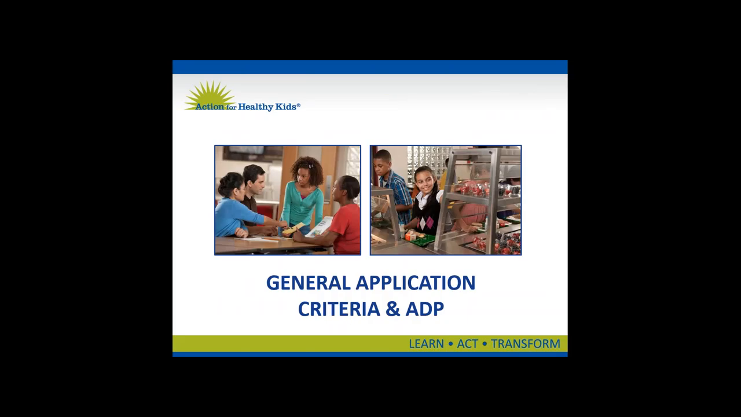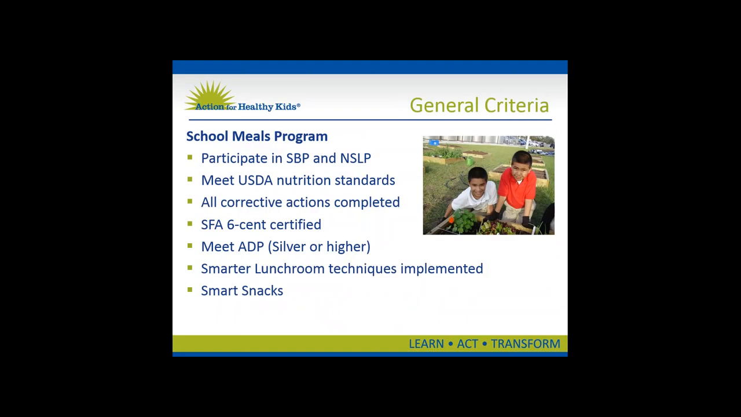So now that we've provided a brief overview of the initiative and its benefits, we'll start to dive into the application criteria. The criteria listed on your slide are for all award levels. First, schools must participate in the School Breakfast Program and the National School Lunch Program, meet meal pattern requirements, and have no outstanding corrective actions.